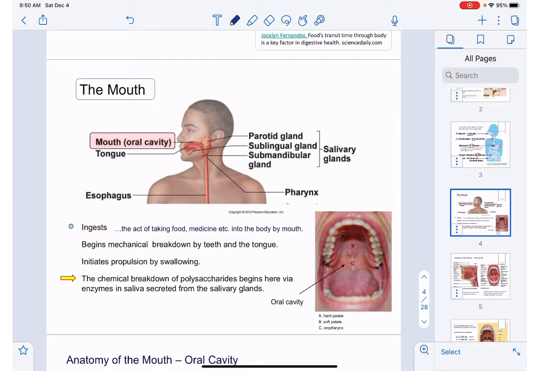All right, here we go. So we're going to start in the mouth. And the mouth is also called the oral cavity. And remember, cavity is just a term for an open space. And so looking at this picture down below, all of this open space represents the oral cavity.